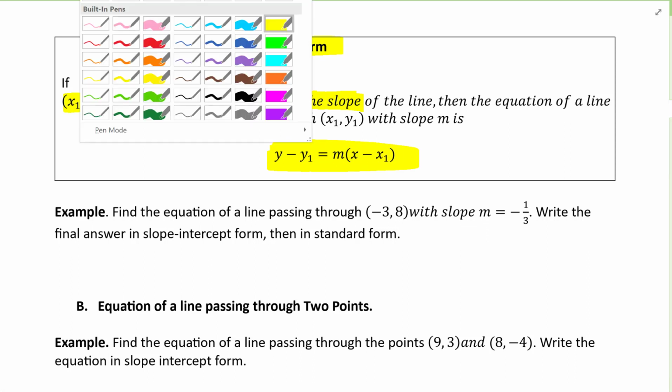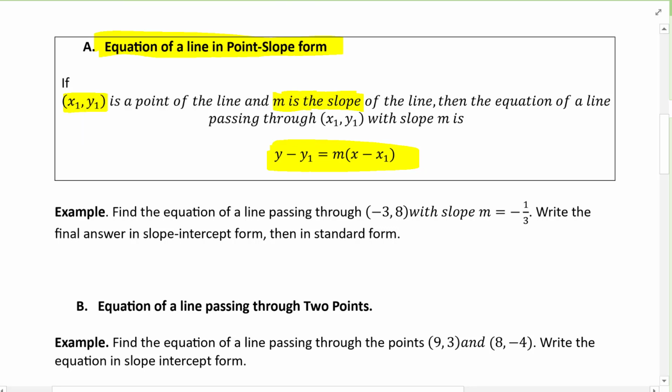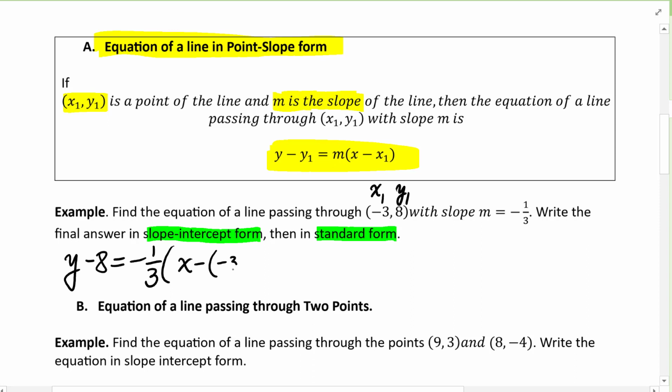So let's do an example. It says, find the equation of a line passing through negative 3, 8, so that means this is x sub 1 and this is y sub 1, with slope m equals negative 1/3. Write the final answer in slope-intercept form, then in standard form. These are the two forms that we discussed in a previous lecture. So y minus y1, 8, equals m, negative 1/3, times x minus x1, which is negative 3.